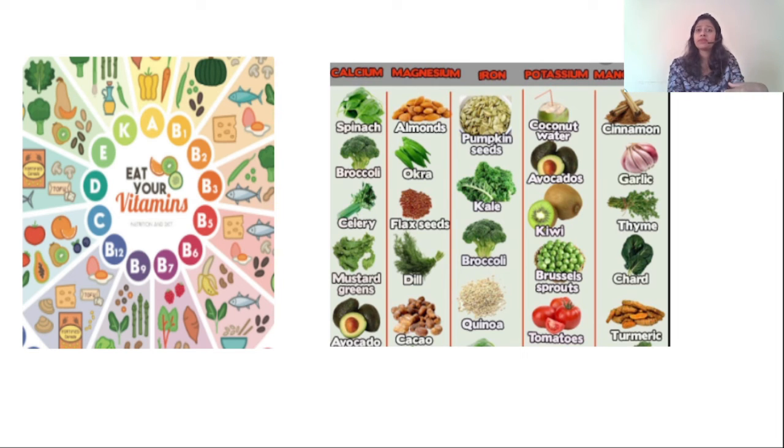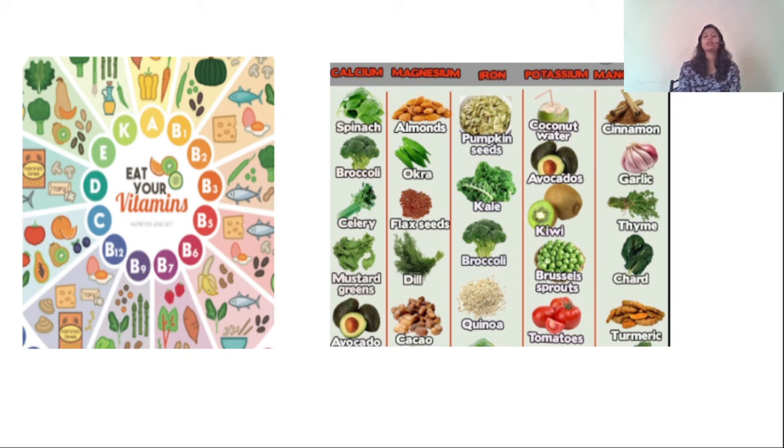So when we talk about nutrients and their classification, nutrients and their sources, under vitamins and minerals we can write the main sources are green leafy vegetables and fruits. Not only green leafy vegetables, all the vegetables and fruits contain plenty of vitamins and minerals.